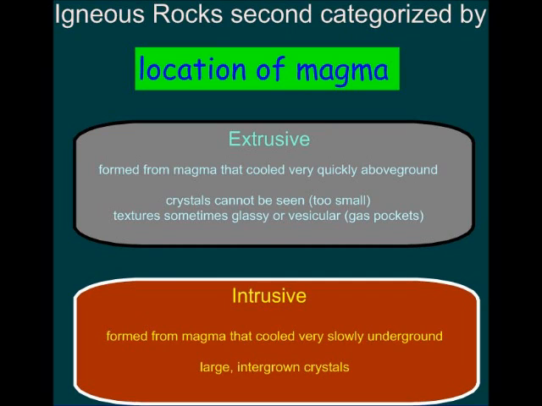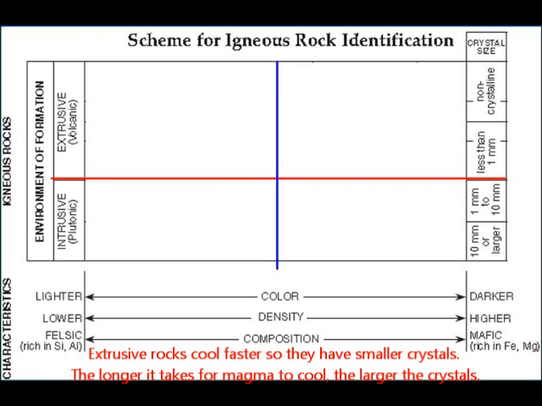So basically, on your reference table, you have a diagram that looks kind of like this. Everything above this red line are extrusive rocks that have very small crystal sizes. And everything below the red line are intrusive rocks that have larger crystal sizes. And then everything to the left of the blue line are lighter colored, lower density felsic rocks. And everything to the right of the blue line are higher density, darker colored mafic rocks. The other part of this diagram is down at the bottom.